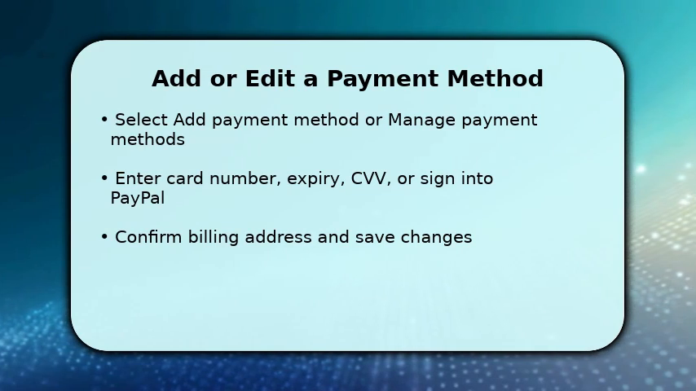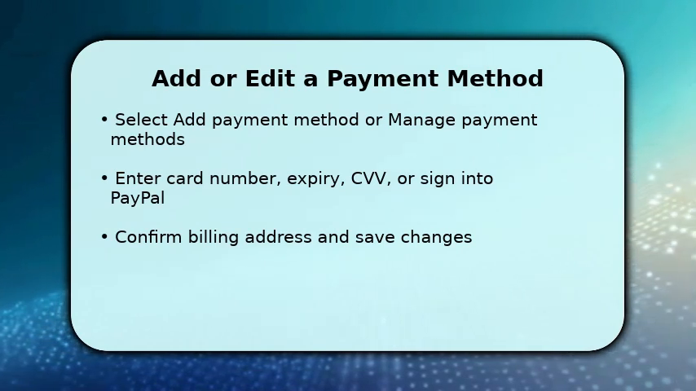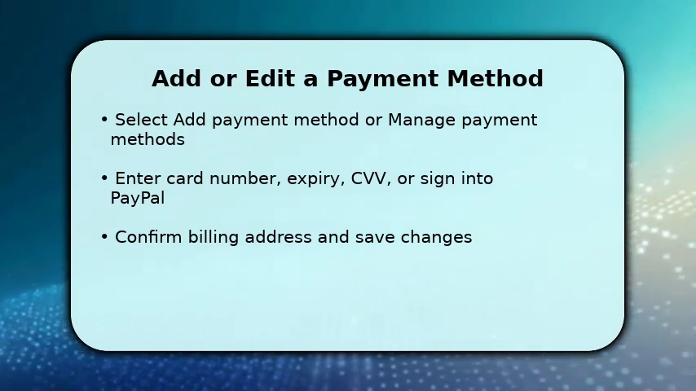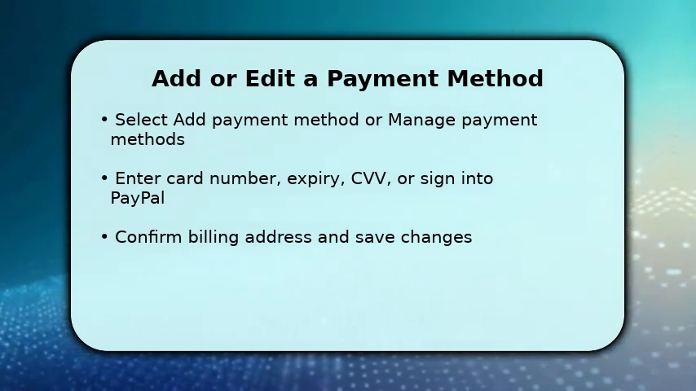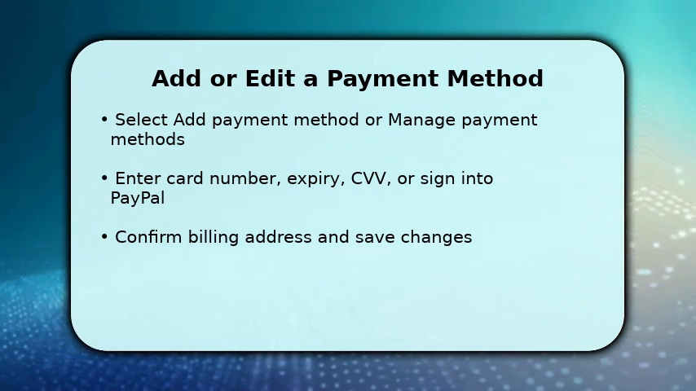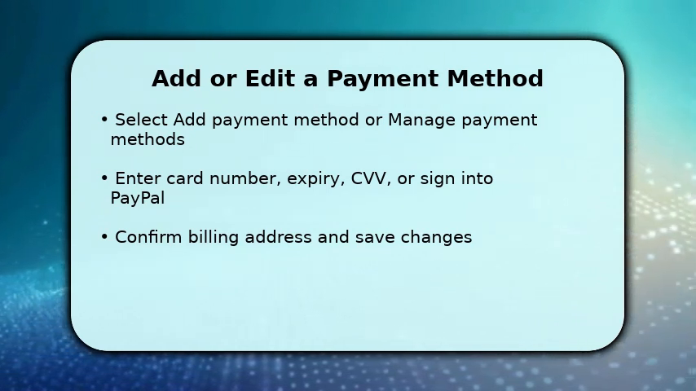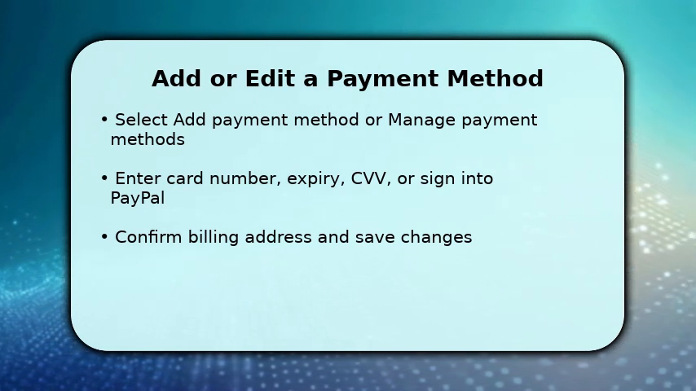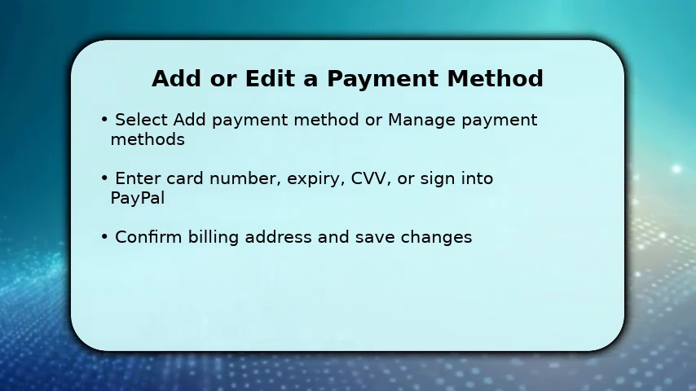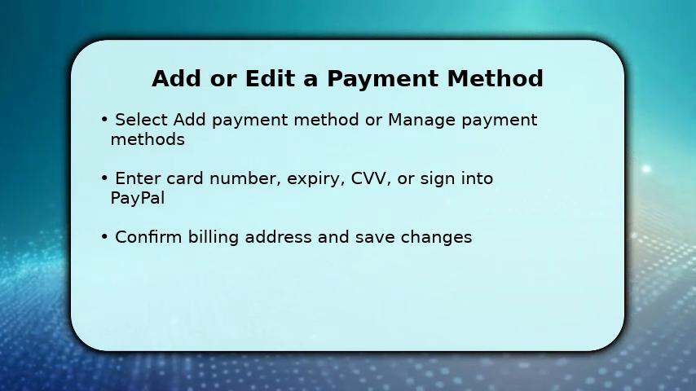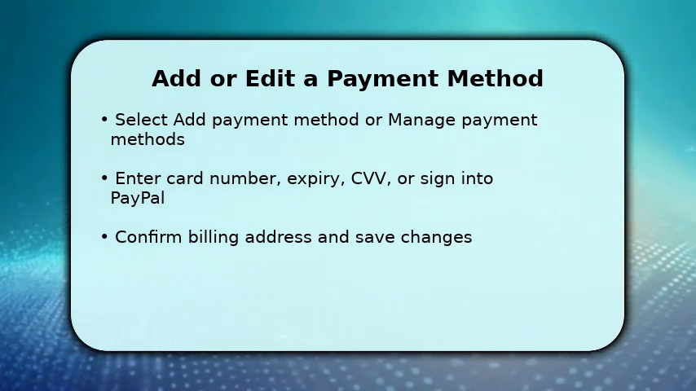Now add the actual payment method. Tap Add Payment Method and pick credit or debit card, PayPal, or carrier billing. You'll enter card number, expiry, and CVV, or sign into your PayPal account. For carrier billing, confirm your phone number. Once entered, double-check the billing address exactly as your bank shows it and tap Save.